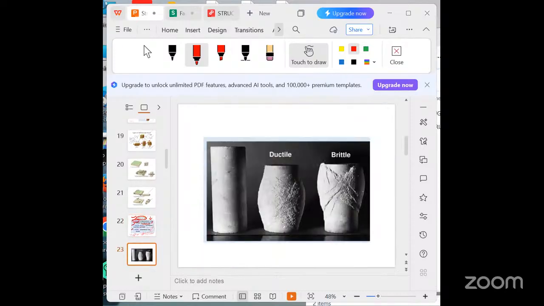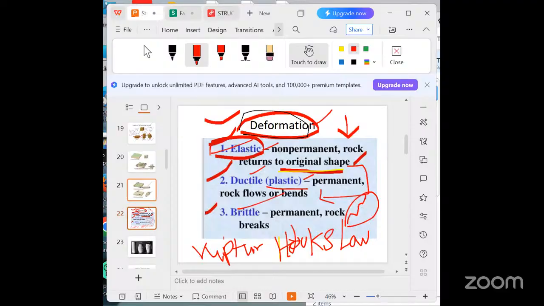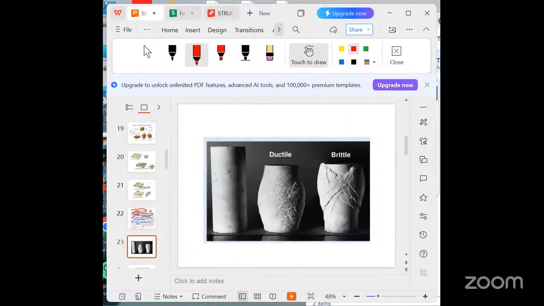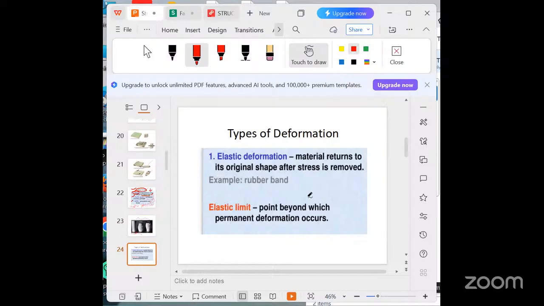You see the difference between the figures: brittle, ductile. Next one is elastic. This one, elastic. You see the difference between these three, the three stages of deformation, right? So you see, I wrote here something.